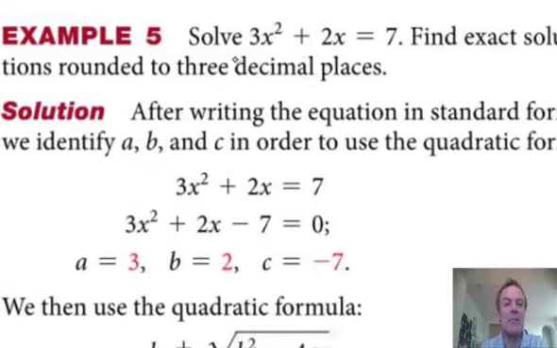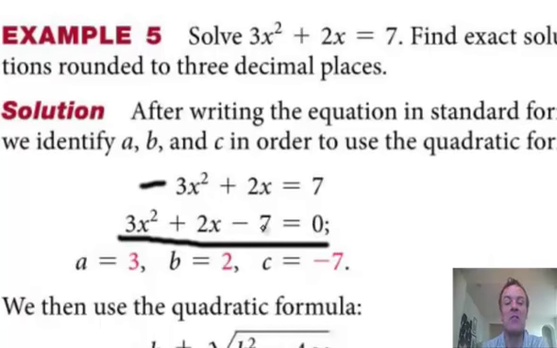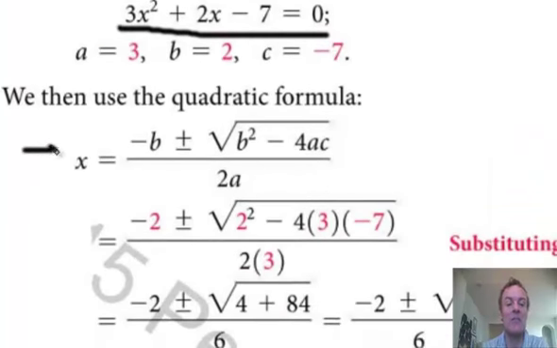Right, here it is. Here's an example. Now we need to set it equal to 0. Remember? So we take away 7 from both sides, then we have this in its standard form. So a is 3, b is 2, and c is negative 7. So we put it into the formula.